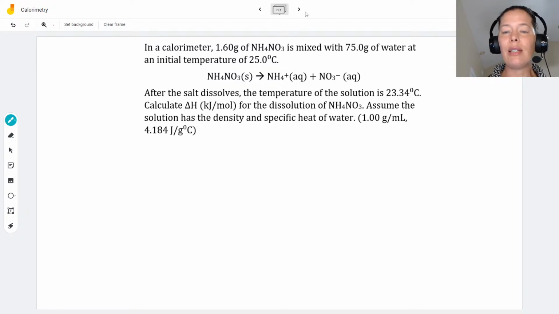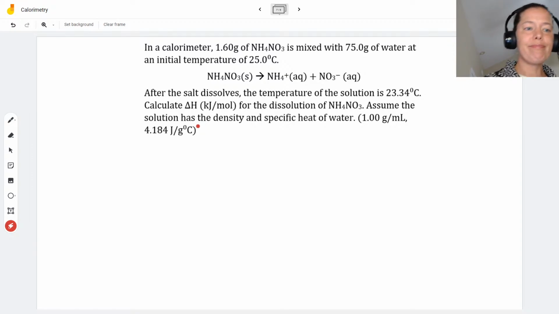Okay, so here is again our net ionic equation. After the salt dissolves, the temperature of the solution is 23.34. So again, we want to calculate our delta H in kilojoules per mole. And we're still going to assume the solution has the density and specific heat of water. So again, as you saw before, that's going to make our calculation a lot easier.